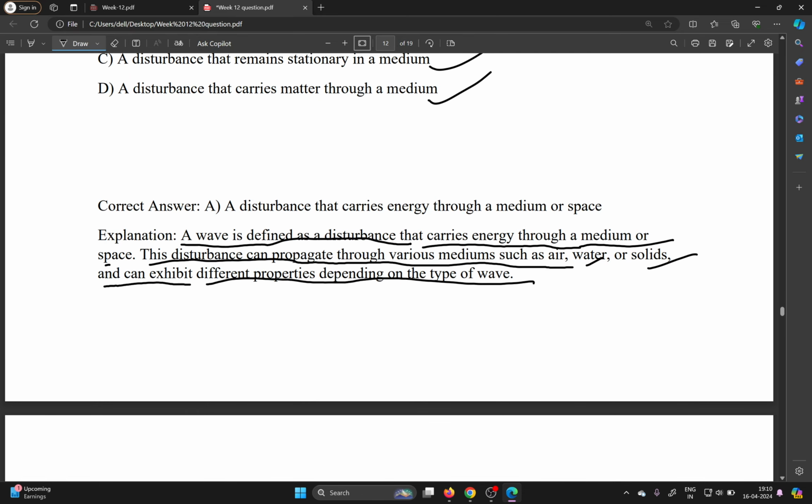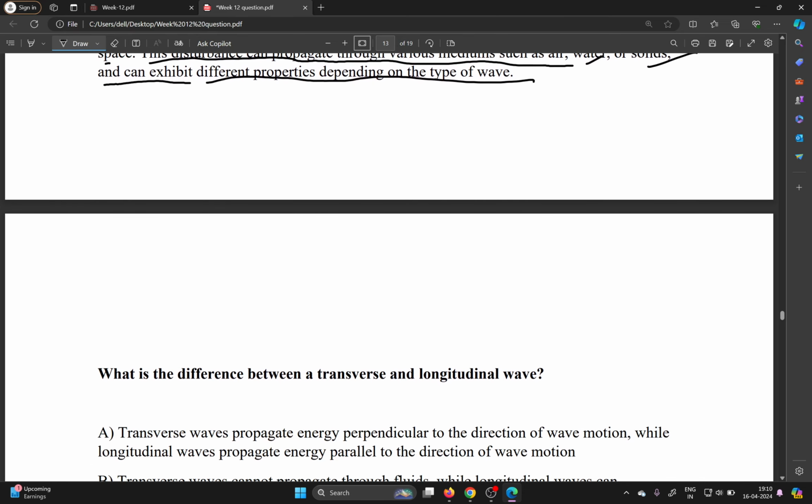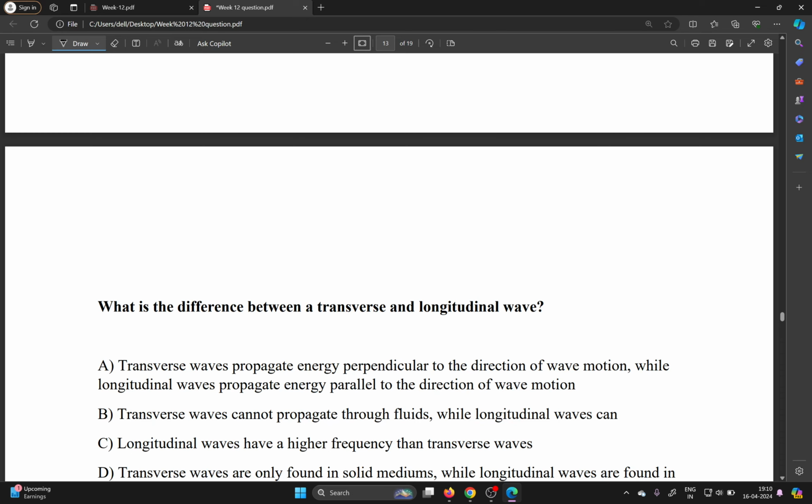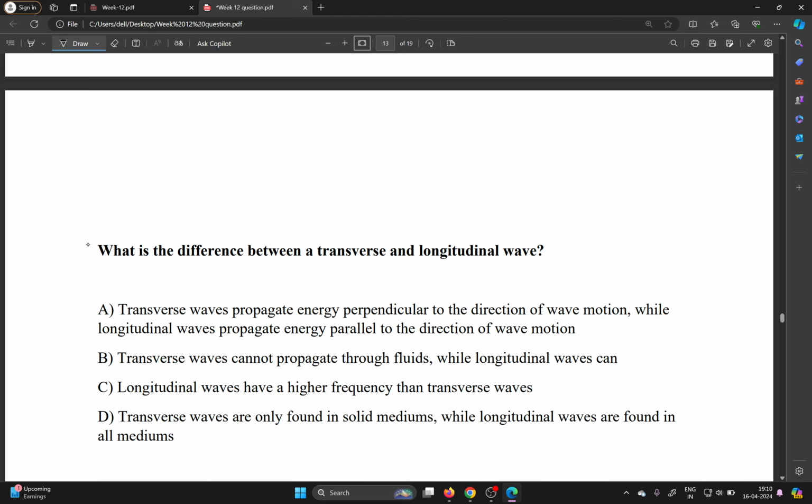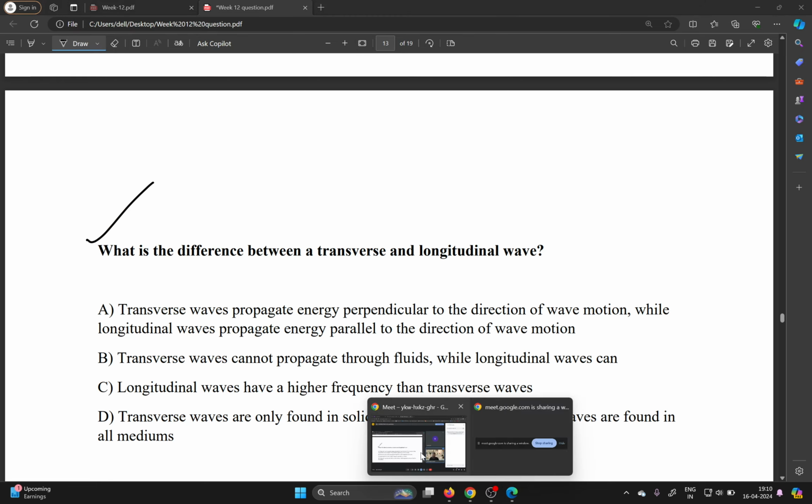Now the next question, a basic question. If you want to give the answer, you can give. What is the difference between transverse and longitudinal waves? I will take a 5 minute break.